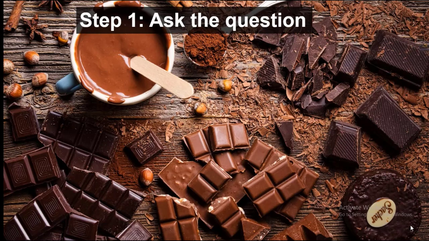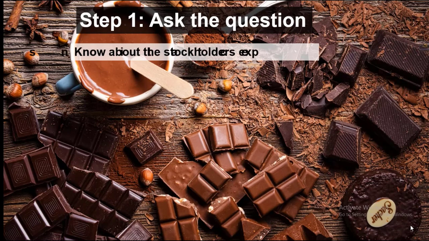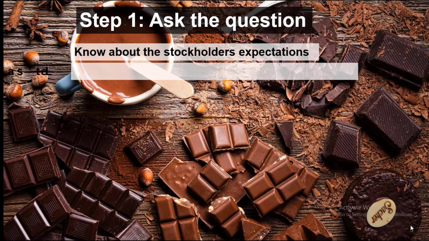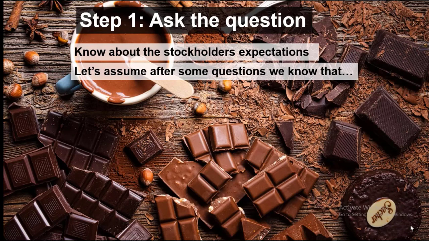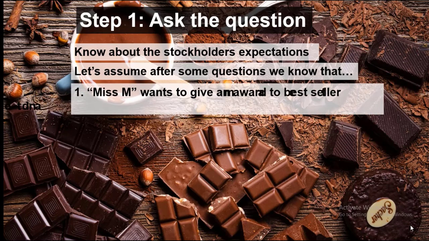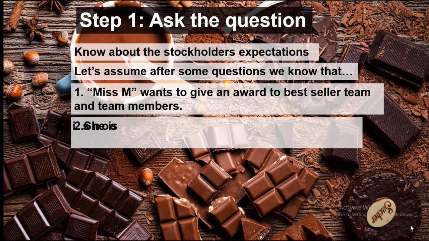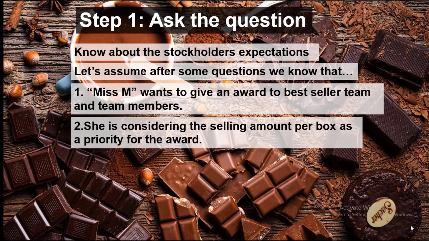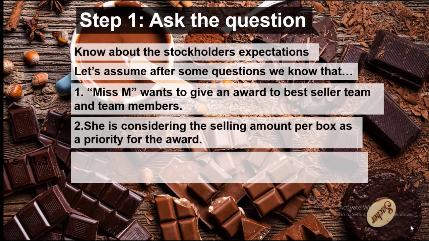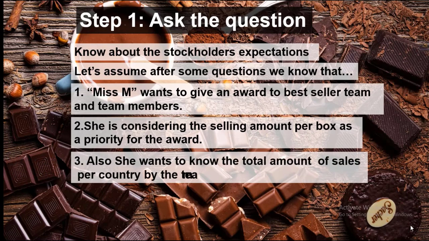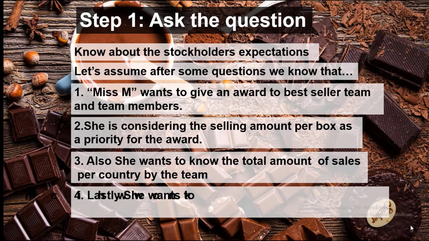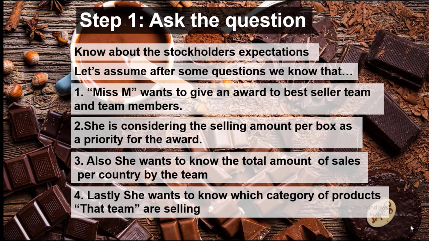Step 1. Ask the question. We need to know about the stakeholders' expectations. Let's assume after some questions, we know that Miss M wants to give an award to the best seller team and team members. She is considering the selling amount per box as a priority for the award. Also, she wants to know the total amount of sales per country by the team. Lastly, she wants to know which category of products that team is selling.